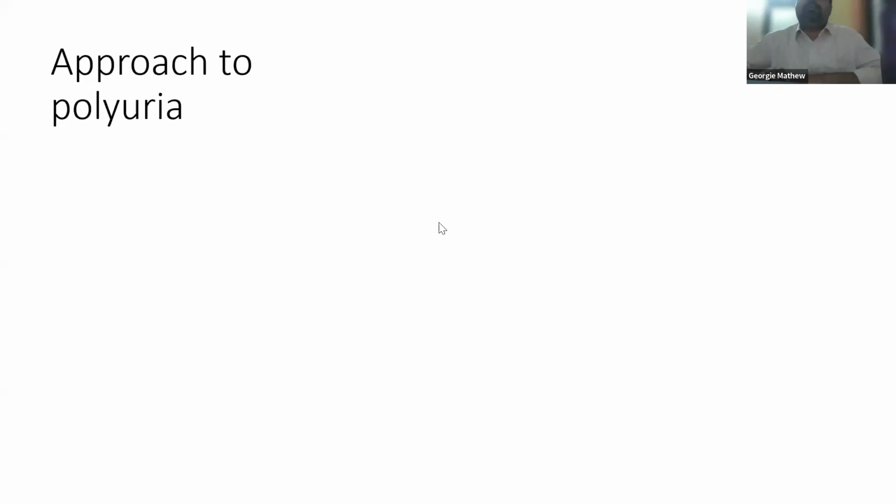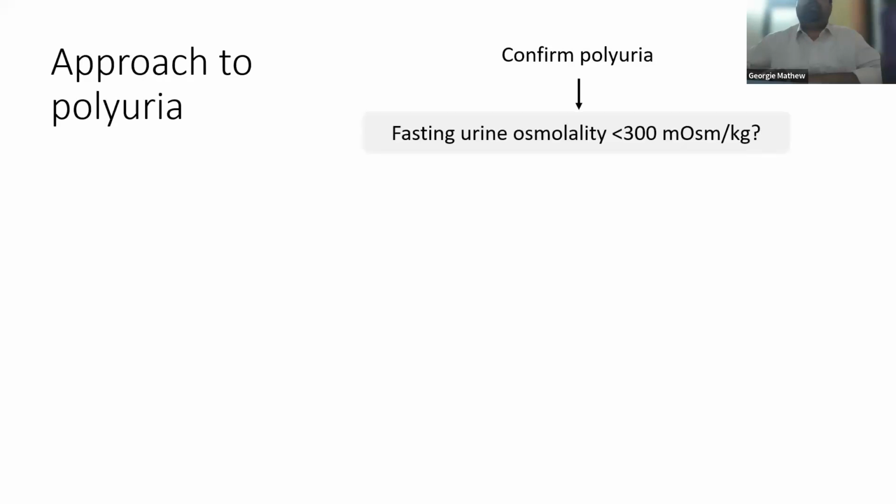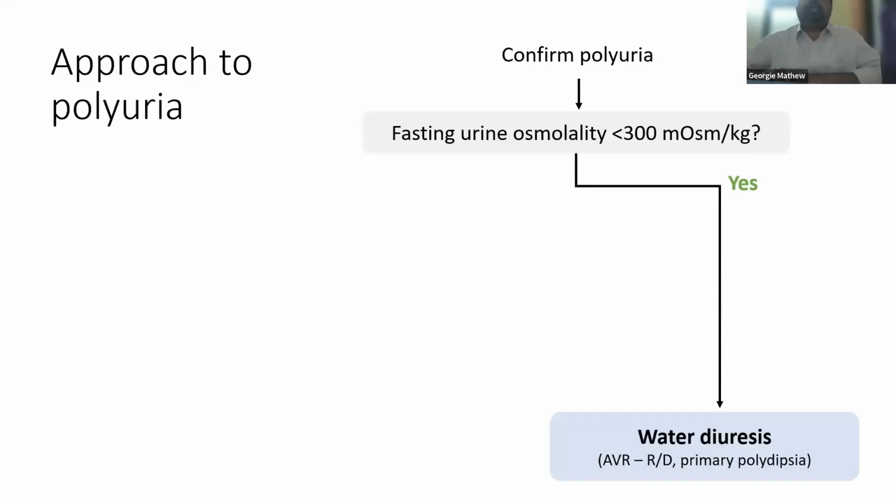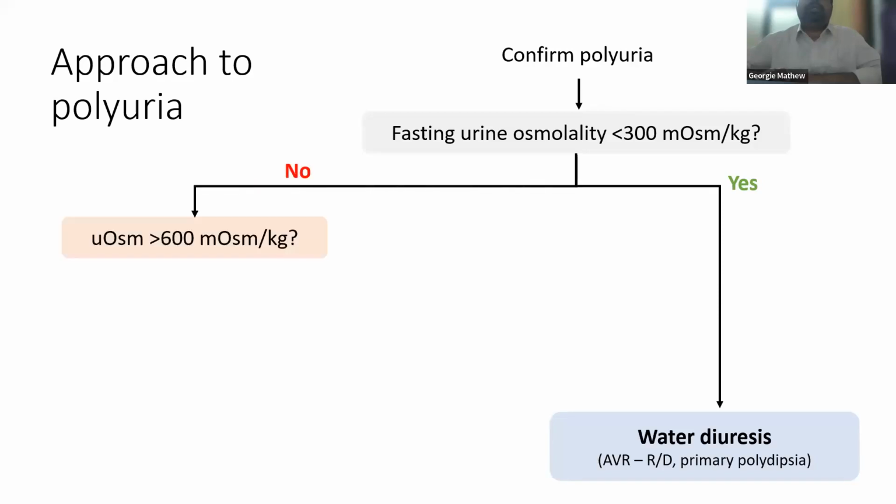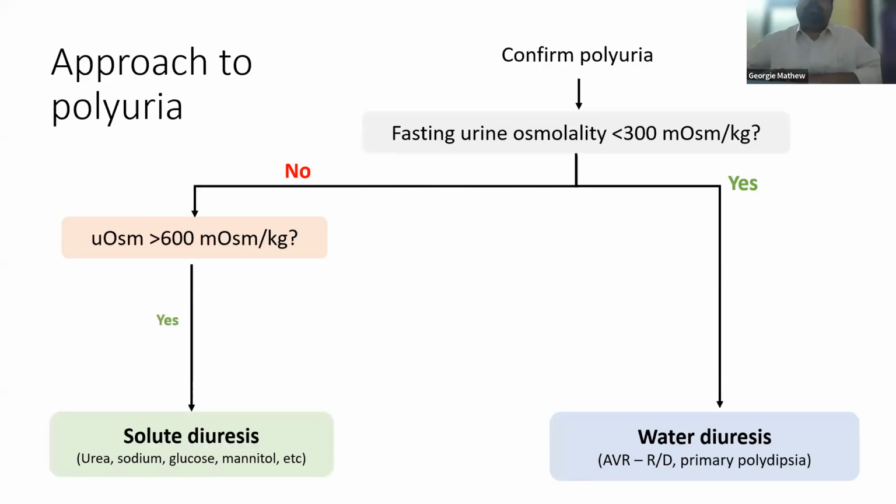So just in a nutshell, if you confirm the polyuria, that is the first and foremost important thing, in the presence of normal renal function. If you have a very dilute urine, less than 300 or 200, it is usually a water diuresis. And if you have a concentrated urine osmolality, which is around 600 milliosmol, that is usually solute diuresis.